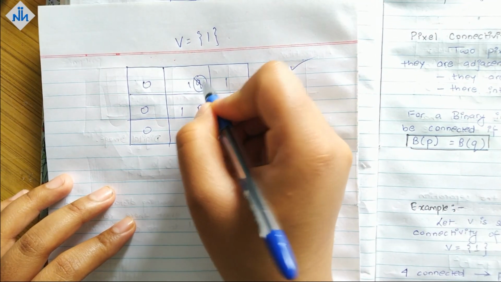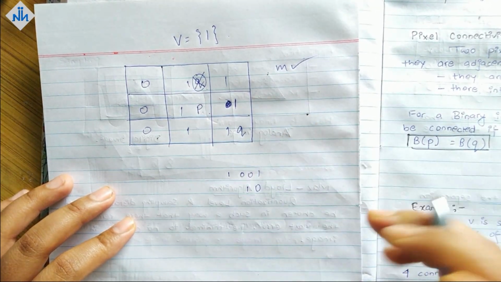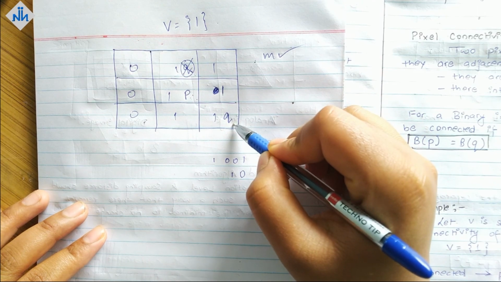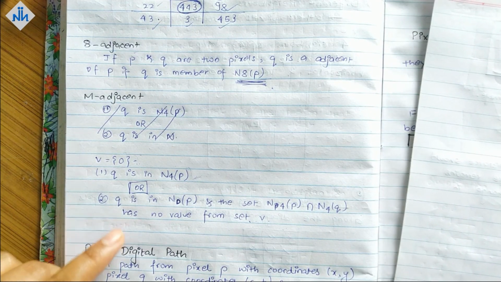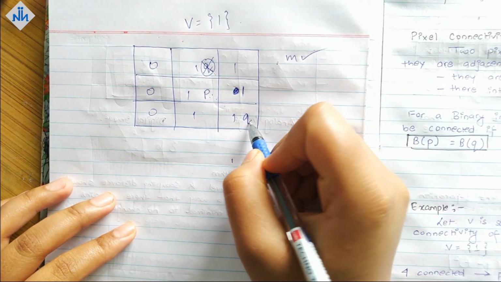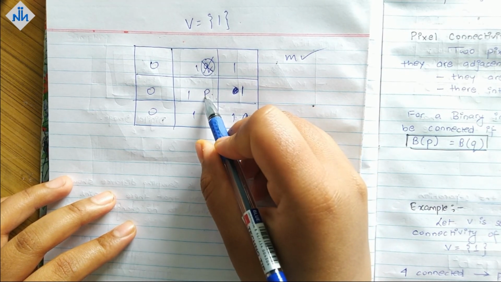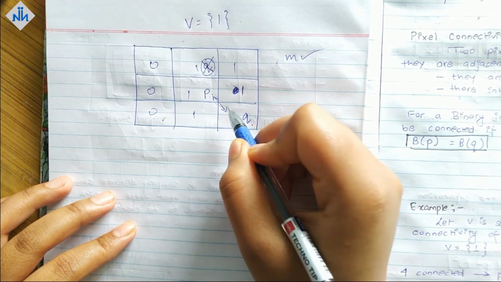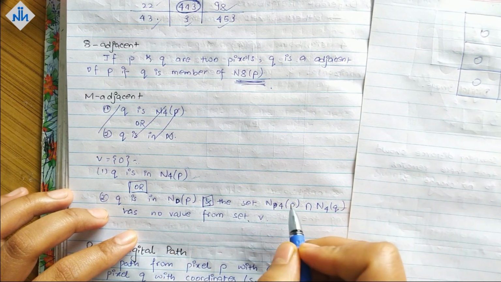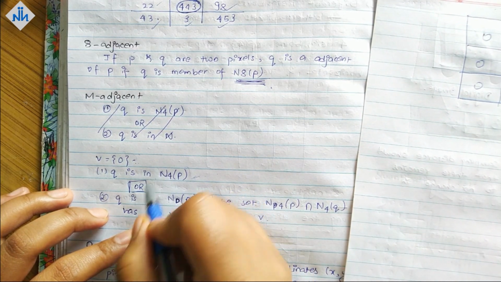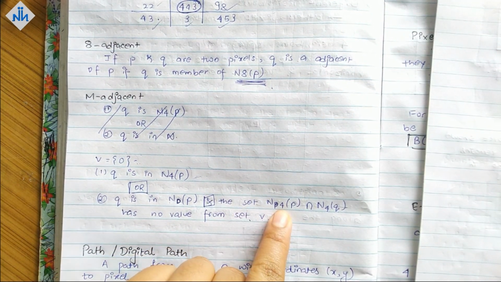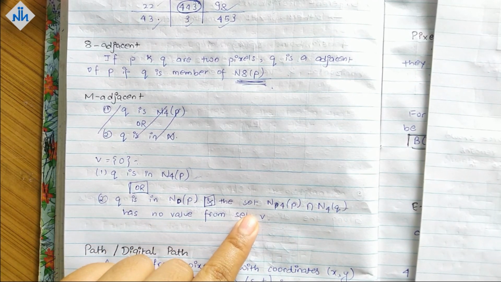Now let's remove Q from here and take Q over here. For this one, is Q in N4 of P? Q is not in N4 of P. So then we will check the second condition. The second condition is Q is in ND of P. Is Q in the diagonal of P? Yes, it is in one of the diagonals, so the first part is met. Now since we have AND over here, both conditions have to be true. The second condition is that the set N4(P) intersection N4(Q) has no value from the set V.